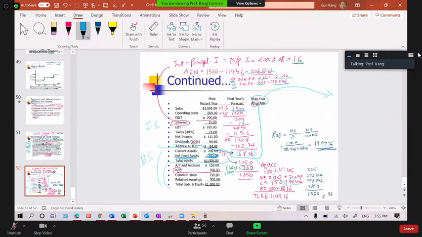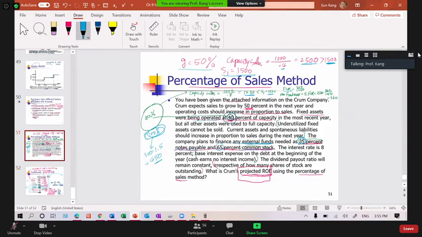This is given in the problem. Net fixed asset is 300. So here, you multiply 300 by 1.5 because it grows at the same rate as sales growth. So 300 times 1.5, 450.